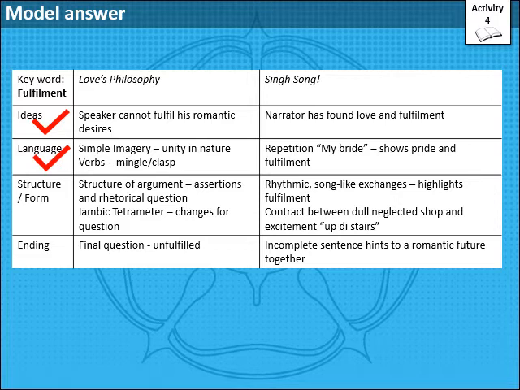Furthermore, the structure of the rhythmic, song-like exchanges between husband and wife at the end of the poem, "From die stool each night she say, from die stool each night I say," highlights the closeness between them and demonstrates the fulfilment both partners find within their relationship. Overall then, it's clear that for both poets, fulfilment within a romantic relationship is a pressing concern.